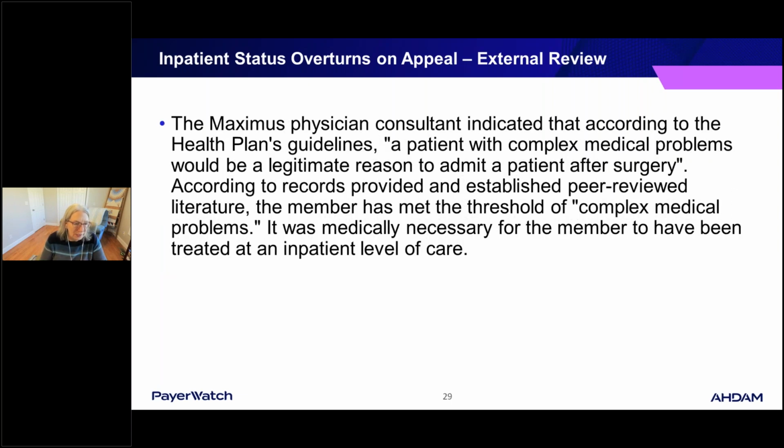So it went to Maximus, the independent review organization that this case went to, and the Maximus physician said that according to the health plan's guidelines, a patient with a complex medical problem would be a legitimate reason to admit a patient after surgery. According to the records provided and established peer-reviewed literature, the member has met the threshold of complex medical problems, and it was medically necessary for the member to have been treated at an inpatient level of care. So it's interesting going through and seeing these overturns, just interesting to see what's getting paid on appeal and what isn't.